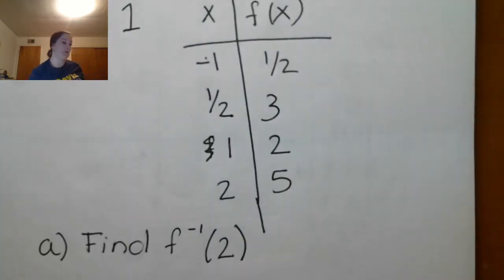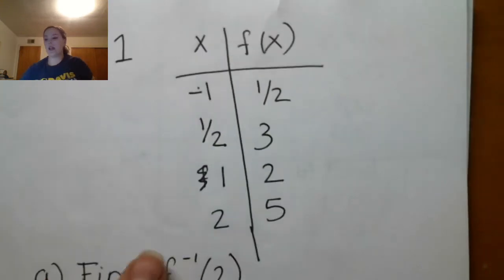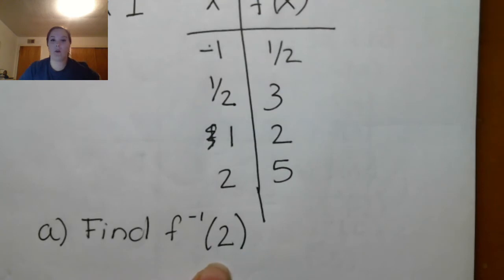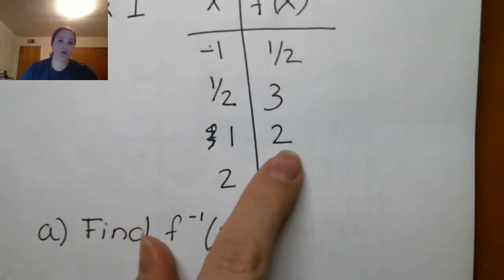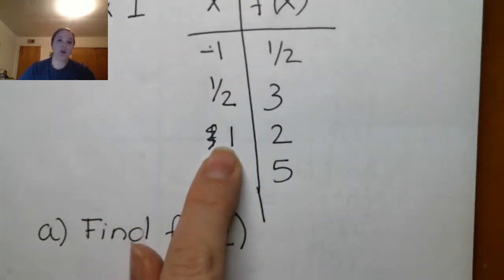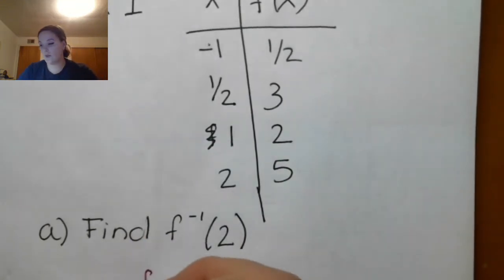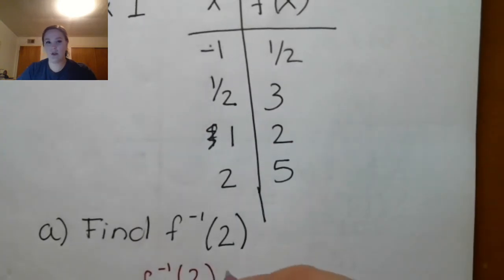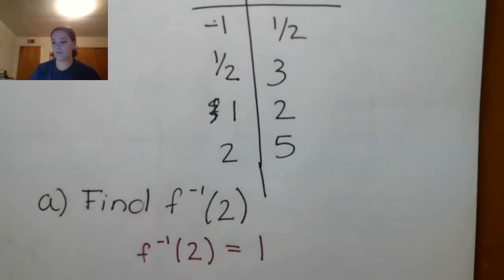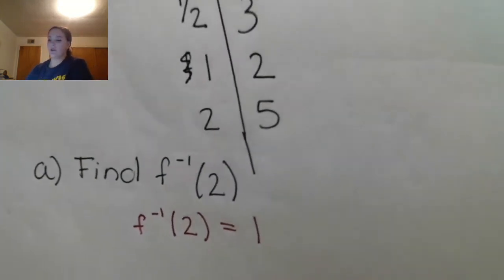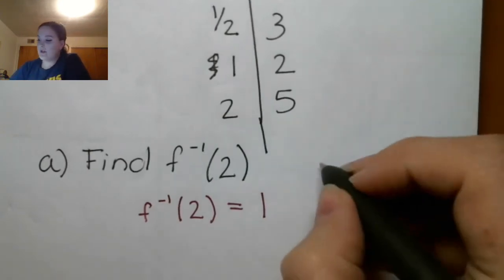So if we look at the table, this is taking in the y value or the output of 2, and it's going to spit out the corresponding input value. So we're looking in the outputs for 2, and then we're going to give the corresponding input of 1. So our answer would be f inverse of 2 equals 1. So let's answer one more question about this.